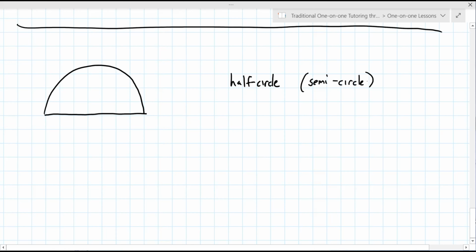So let's start with area. What is the area of a circle? What is the formula for the area of a circle? I've written it down here. Pi times r squared. For a semicircle, or a half circle, it's not the whole area, is it? It's half the area.